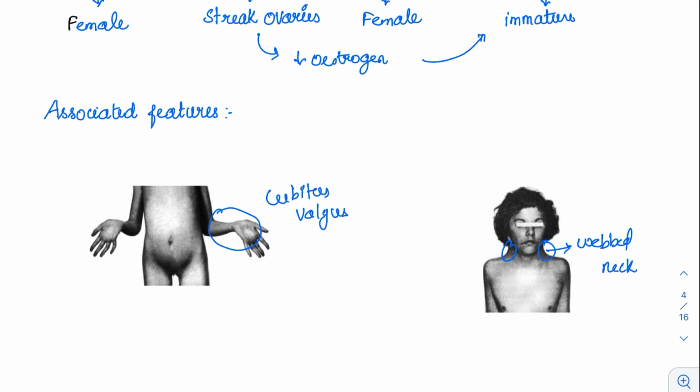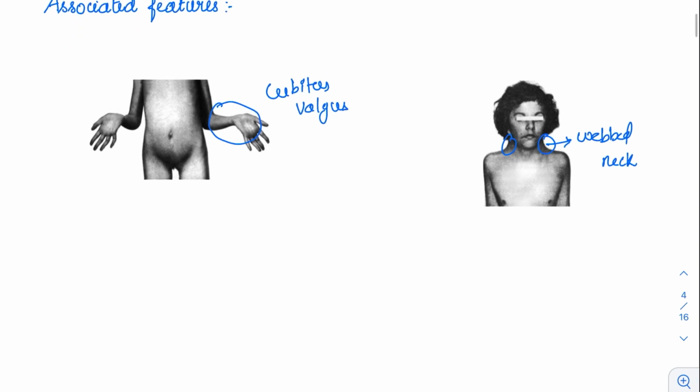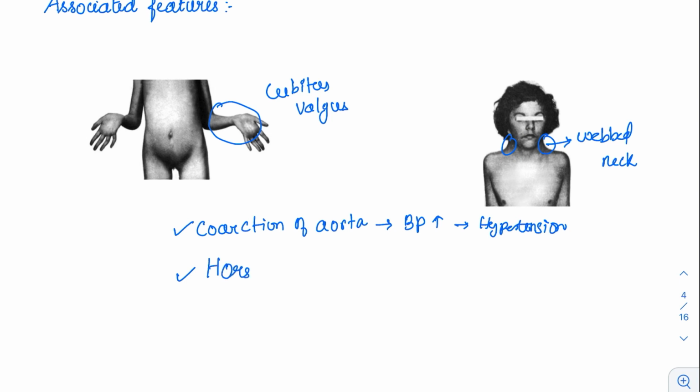What are the other features that can be seen? The patient will have coarctation of aorta. So the aorta is getting coarcted. So what will happen to the BP? The blood pressure level increases, leading to hypertension. So the patient may present to you with hypertension also. This is one feature. And another feature, radiological imaging may show that the person might have a horseshoe-shaped kidney. So these can be the features of a person who has Turner syndrome.